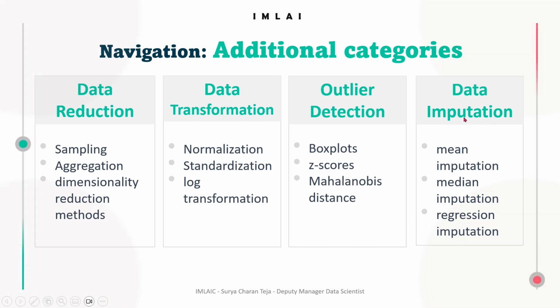And the final one, last but not least, is data imputation. Data imputation covers techniques for filling in missing values in a data set. For that, we're going to use mean imputation, median imputation, and regression imputation. So for now, let's begin with data reduction.